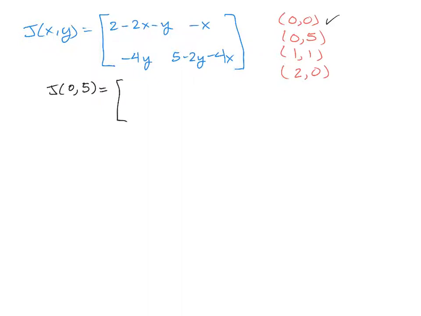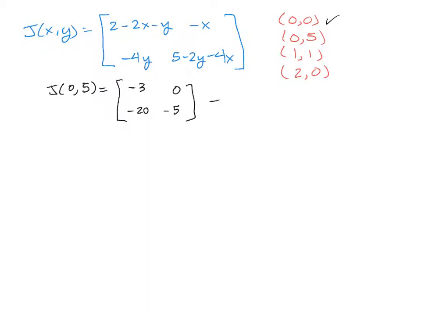So that's 2 minus 0 minus 5, which makes negative 3. The x number is 0, so that will go there. The y number is going to be 5, so that's negative 4 times 5, which makes negative 20. And then we plug in (0, 5) again. We're going to have 5 minus 2 times 5 minus 0, so that's 5 minus 10, which makes negative 5.